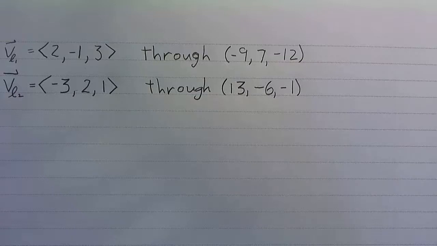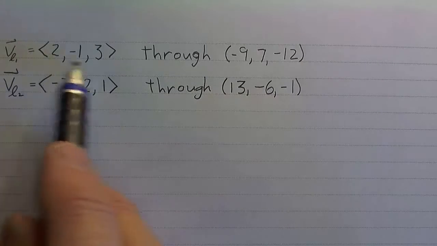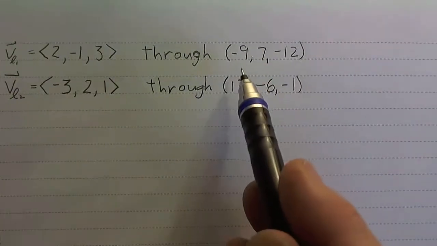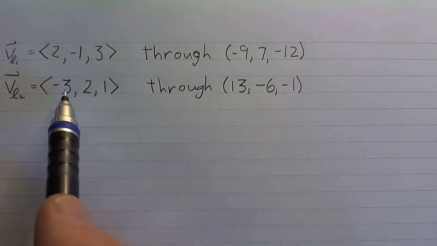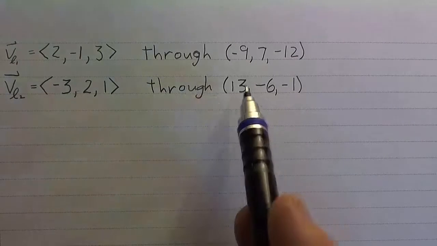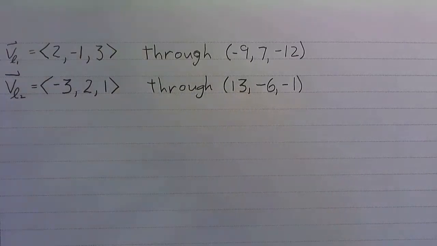Let's suppose we've got a couple of lines. Line 1 is the line that is parallel to the vector ⟨2, -1, 3⟩ and passes through the point (-9, 7, -12). And line 2 is parallel to the vector ⟨-3, 2, 1⟩ and passes through the point (13, -6, -1). So we've got these two lines in space, and we want to determine if they intersect, and if they do, what is that point of intersection?